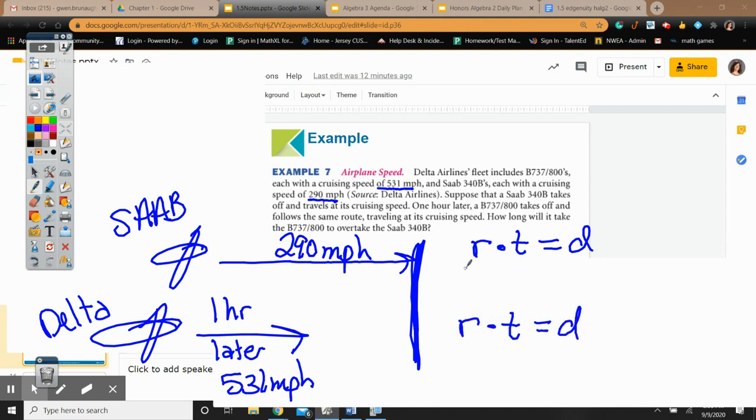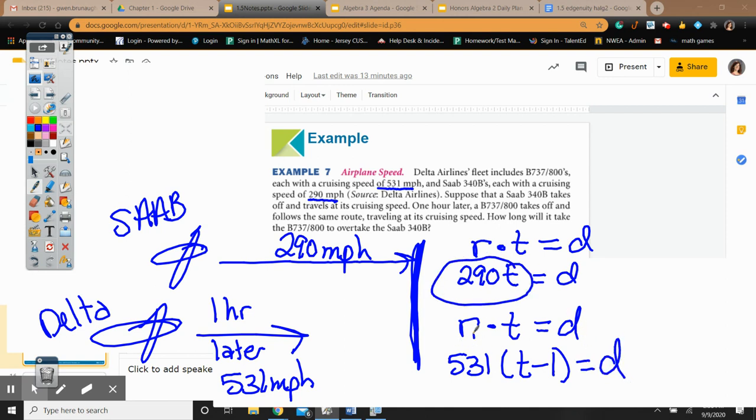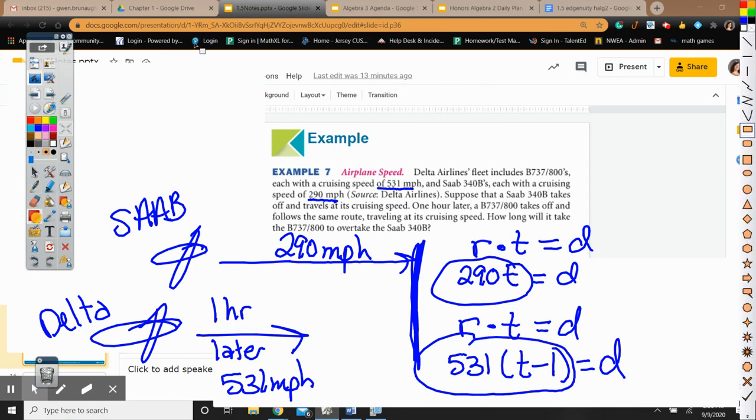Well, the rate we know is 290. Do you know what the time is? No, that's what we're actually trying to find out. This will be 290t is the distance. 290 times however long it takes. This guy is going 531. Now, he doesn't go t for time. He went an hour later. So he has 1 hour less than the Saab because he's not traveling as long. And then that is his distance. They want to know when the two distances will be equal. So when will this equal this? And that is the equation we're going to solve.